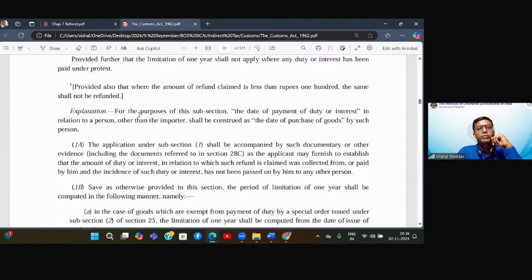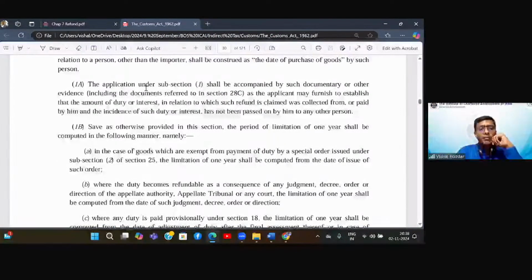Further explanation. For the purpose of this subsection, the date of payment of duty or interest in relation to a person other than importer. So who is this? He is the person who has purchased from the importer. Shall be construed as the date of purchase. So for importer, it is the date of payment. For person who has purchased from the importer, it is the date of purchase and not the date of payment.